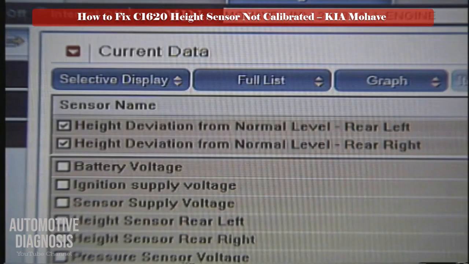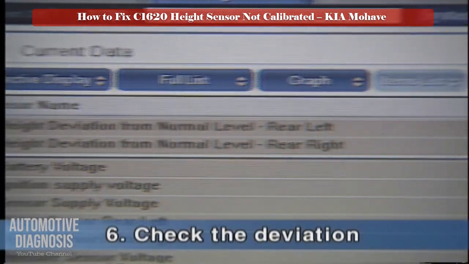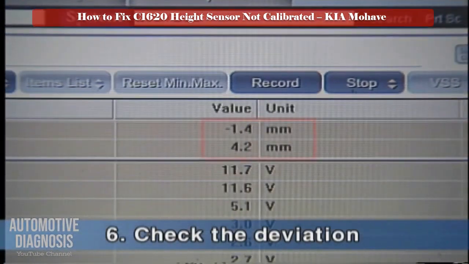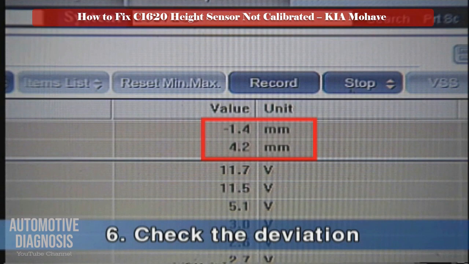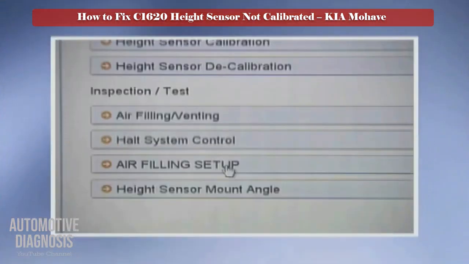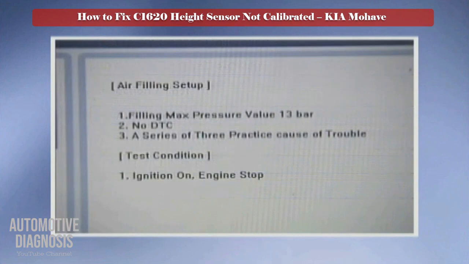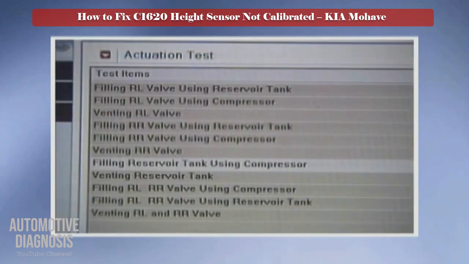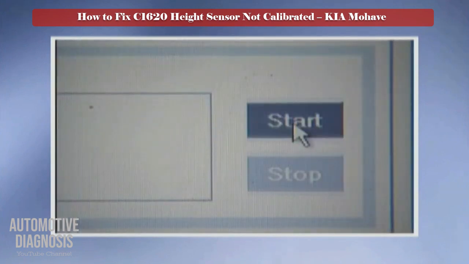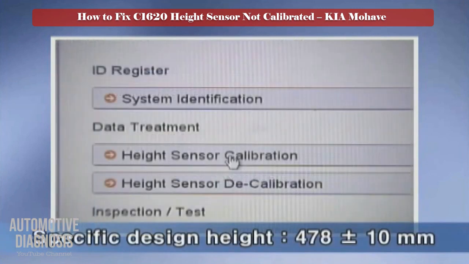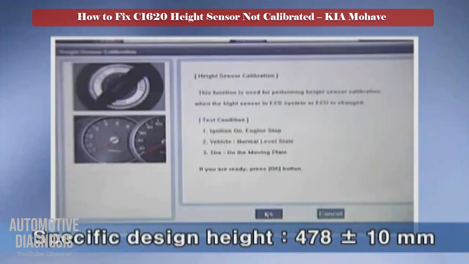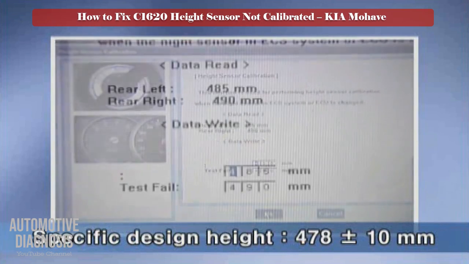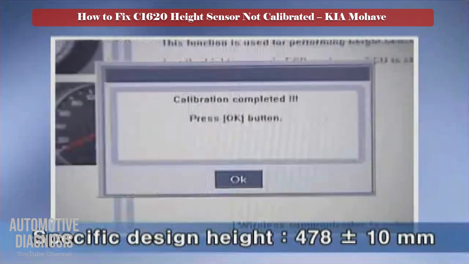After completing the sensor calibration, check that the height deviation is lower than plus or minus 10 millimeters. If the vehicle height is out of design height, repeat the calibration again. However, mechanical damage may be suspected, so the system has to be inspected if the height value is still out of specification after recalibration.